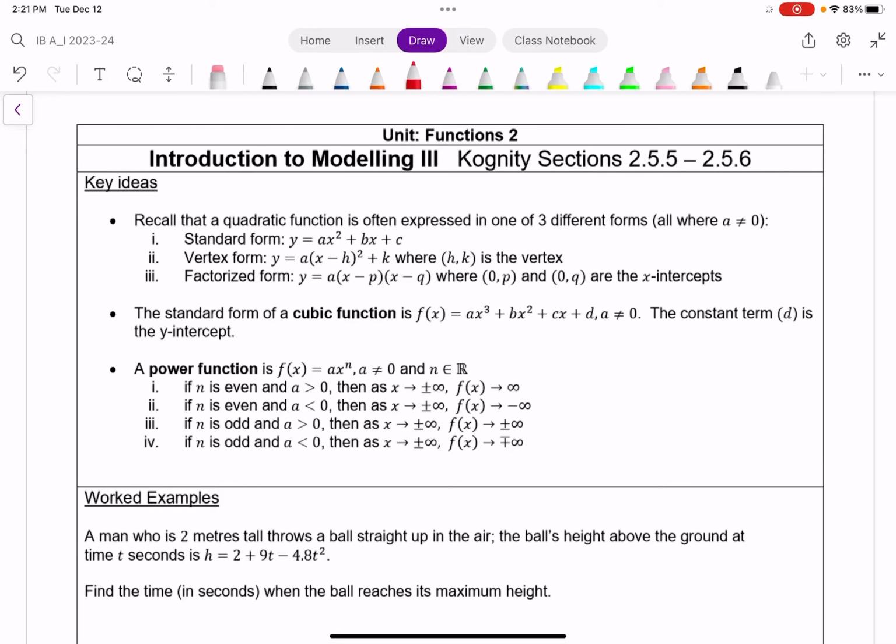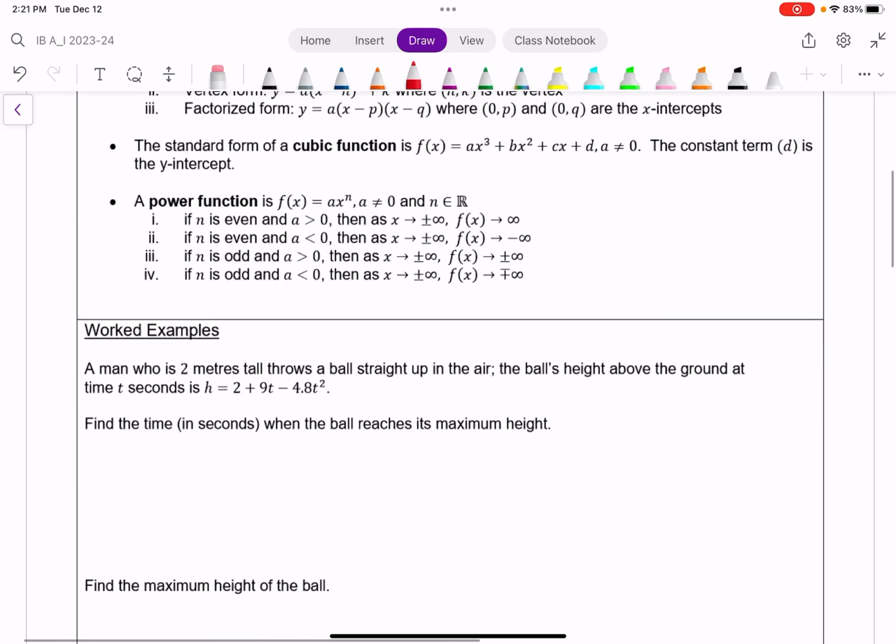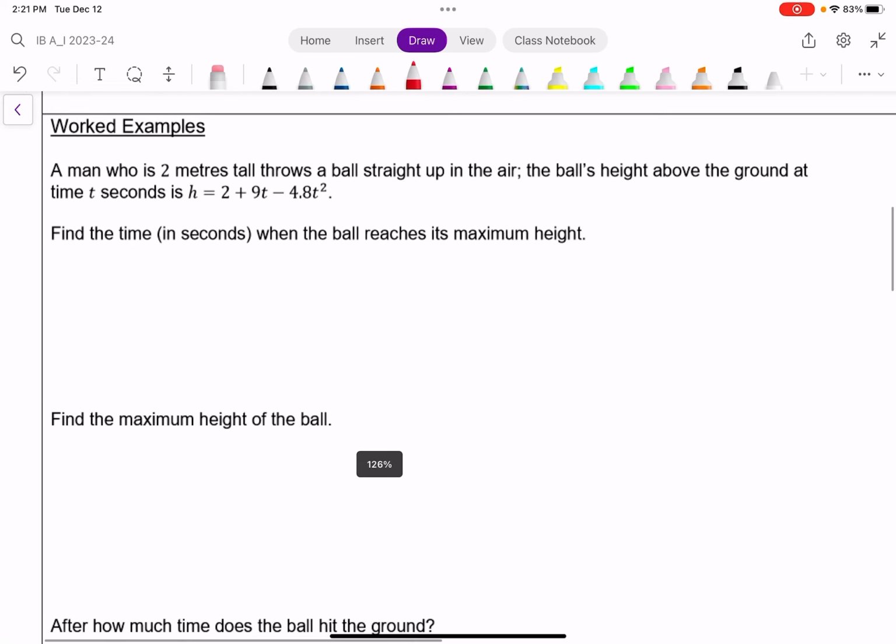Continuing with our work, progressing through a variety of different functions and understanding the basics of a variety of functions. The last couple of lessons were focused on quadratics. I have a little bit here, and then I want to introduce cubic functions and especially power functions by the end. First, a fairly typical example of a quadratic function being used in a problem.